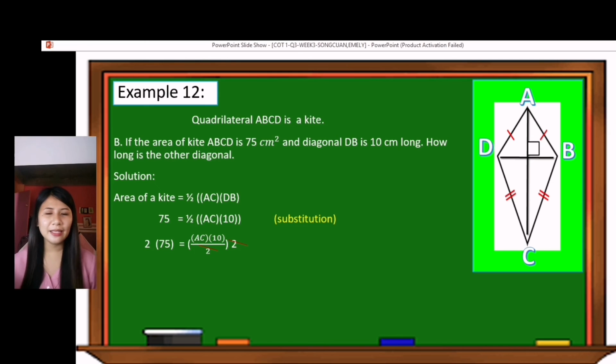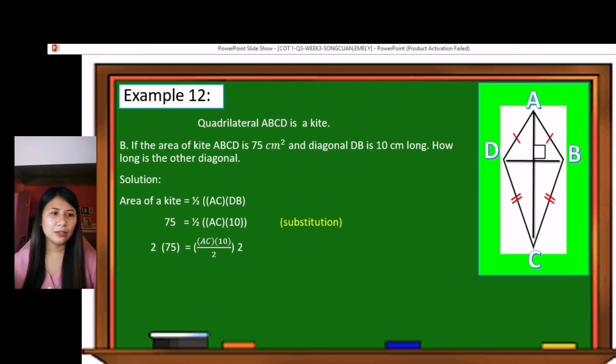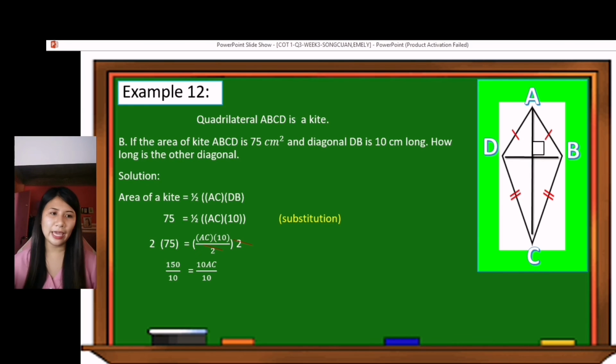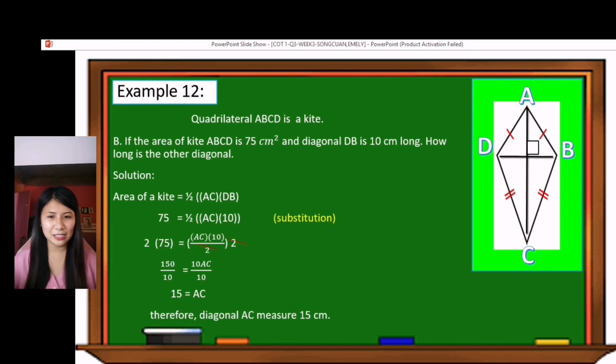On the right side, cancel the 2's. That will become 10 times AC, so that is 10 AC. And then 75 times 2 is equal to 150. The next step is to divide both sides by 10. Cancel the 10 and then bring down AC. So 150 divided by 10 is equal to 15. Therefore, diagonal AC measures 15 cm.